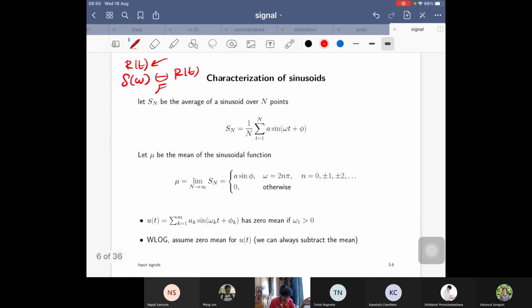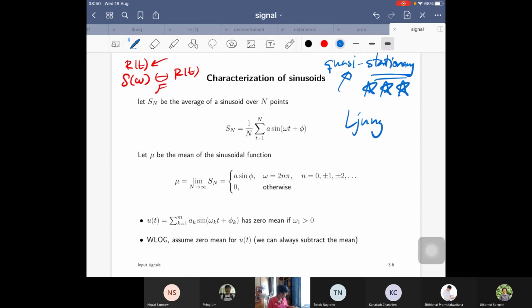That's why it is developed in the framework of a term called quasi-stationary process. It's a signal that is deterministic, but with a definition that is analogous to a stationary signal. Please refer to the book by Ljung. This is the main textbook of our course, and if you have my Thai book, it's in the appendix.